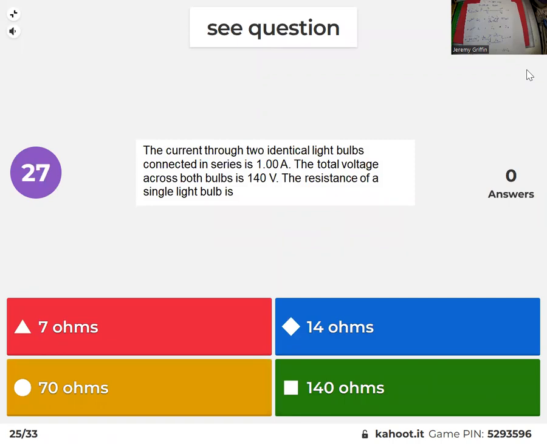The current going through 2 identical bulbs connected in series is 1 amp. The voltage across both is 140 volts. What's the resistance of a single bulb?